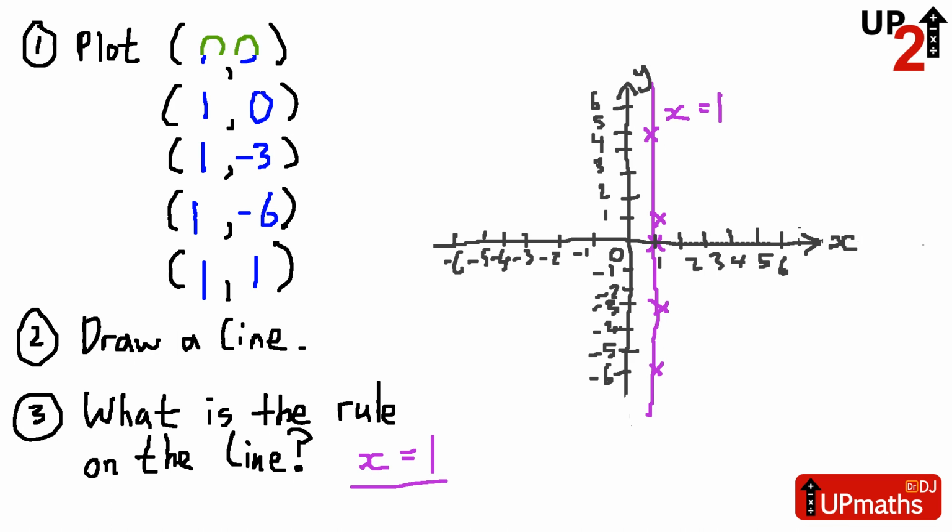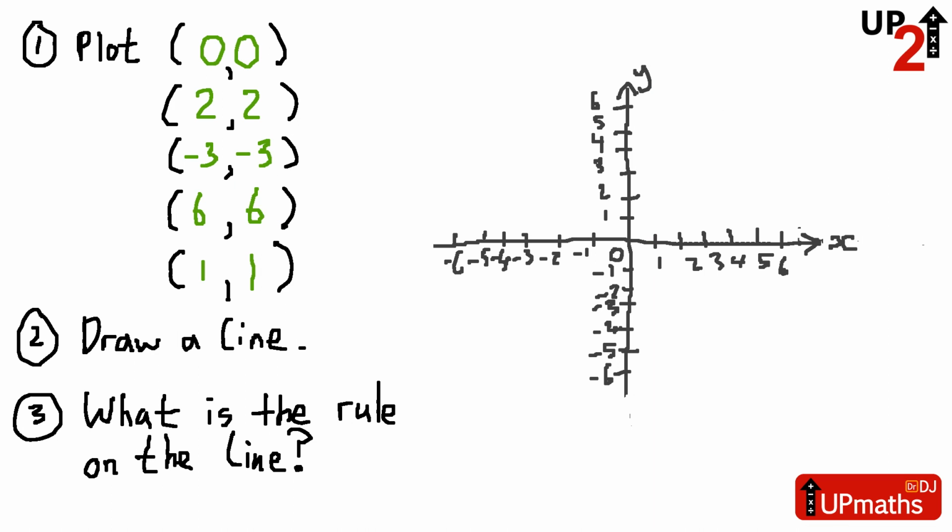Let's do another one. Pause the video, have a go in your own time if you like. It's a bit of a puzzle. You plot the points, draw the line, and then work out what the rule is. I'm going to go for it now. Okay, 0, 0, 2, 2, minus 3, 6, 6, 1, 1. Let's draw a line. Everywhere on that line, x is the same as y. So we've just drawn a line which follows the rule x equals y.